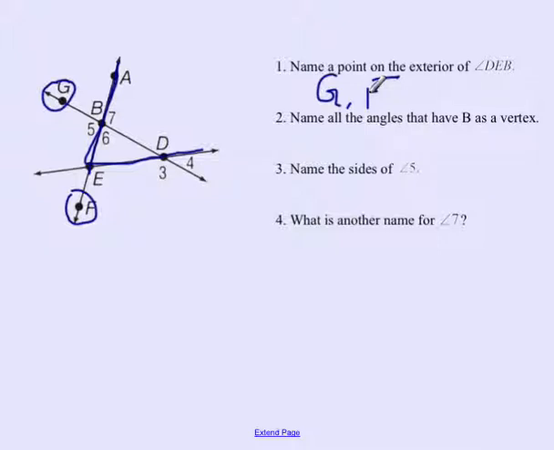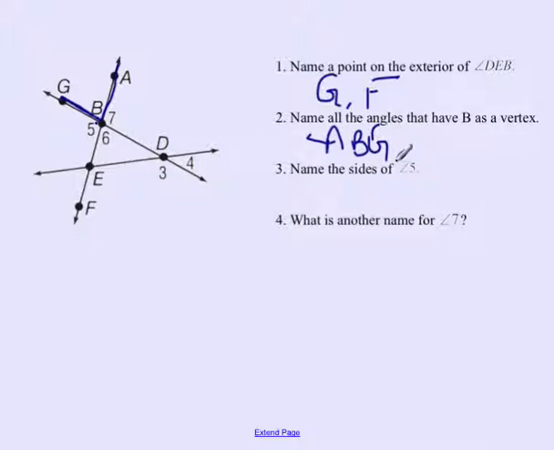It says name all of the angles that have B as a vertex. The first thing I want to do is find B. Well, here's B right here. So I have an angle here. I'm going to call that angle ABG. So that's one of the angles.